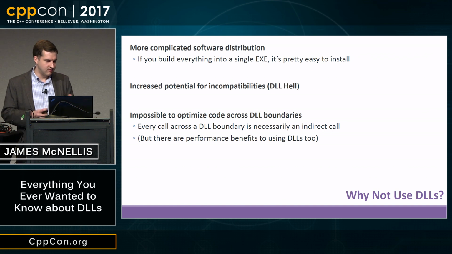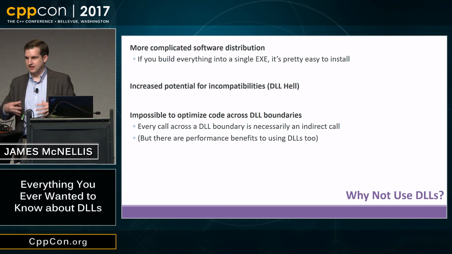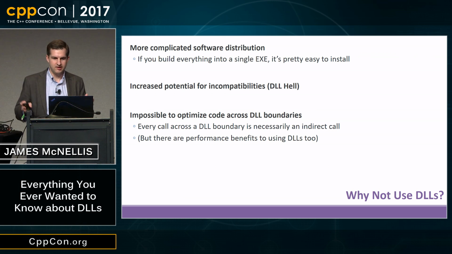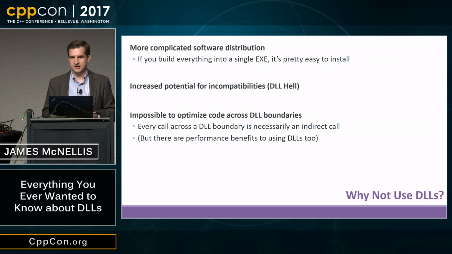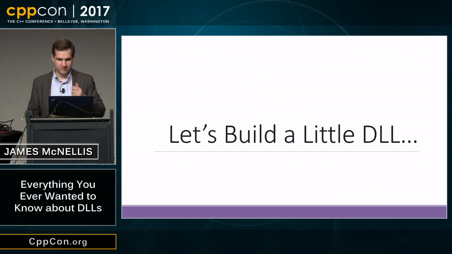And then there's a small thing. It's impossible to optimize code across DLL boundaries, or at least with today's tooling. So if you statically link code in, you can actually do whole program optimization, link time code generation to optimize across different source files. But with DLLs, there's actually a hard boundary. Every call into a DLL is an indirect call. So enough talking. Let's build a little DLL.